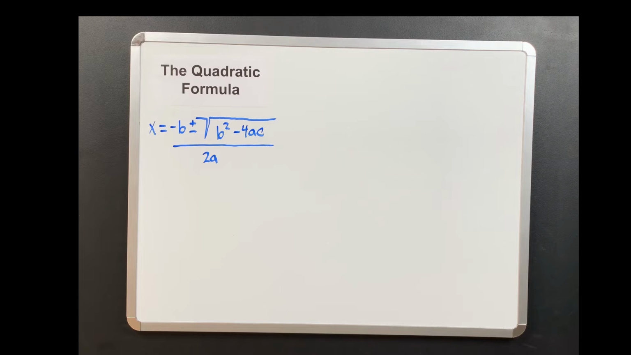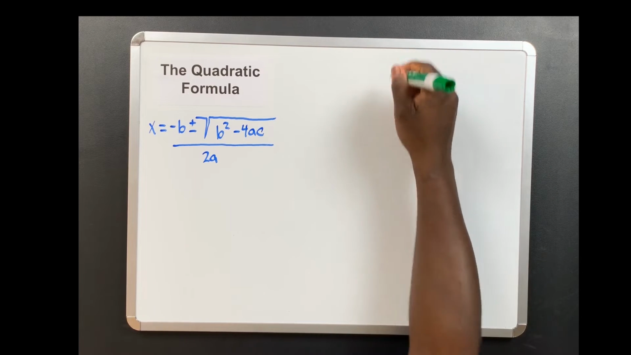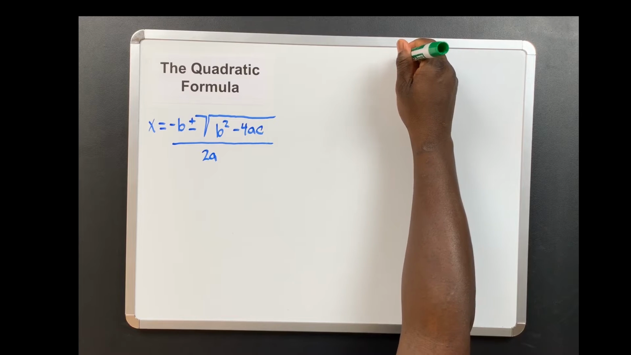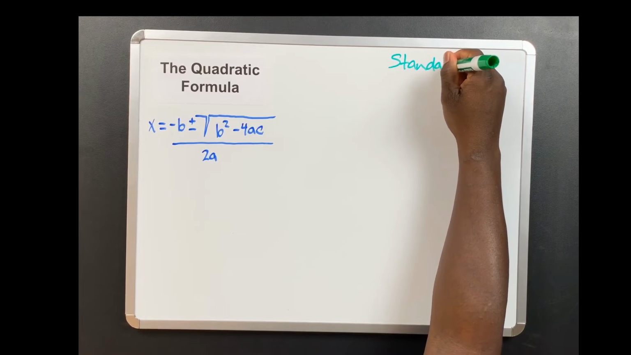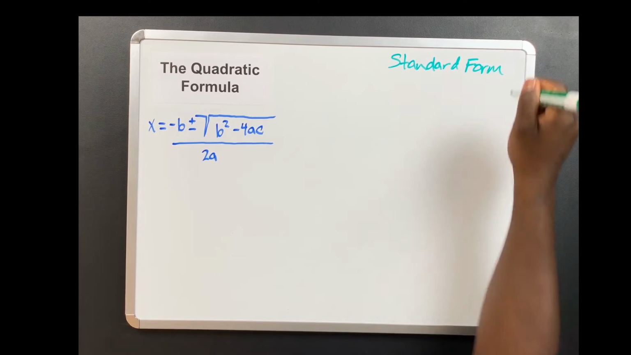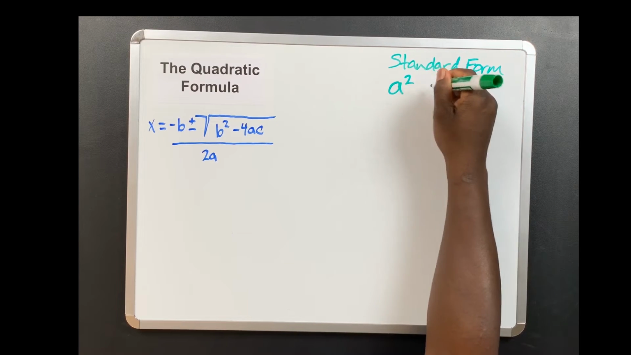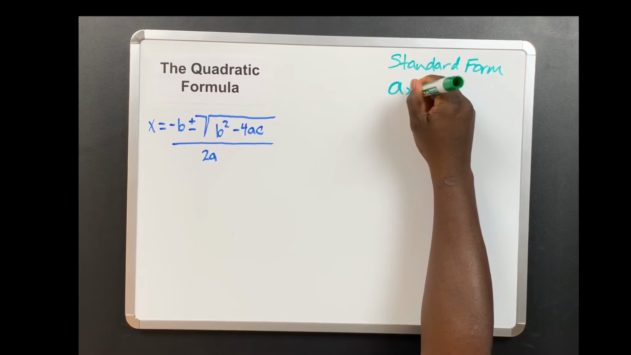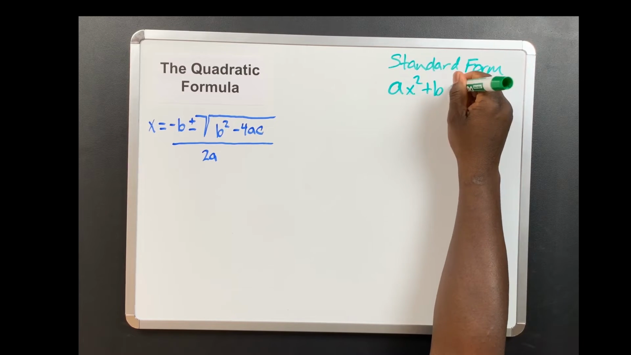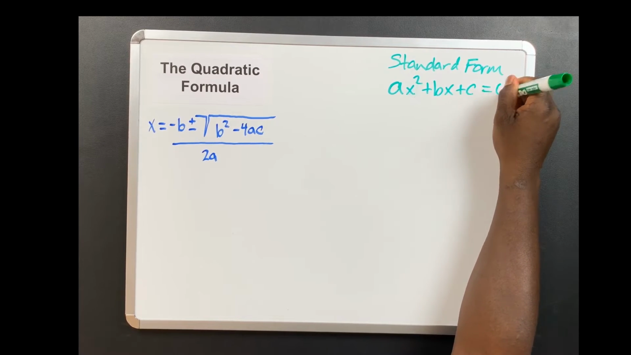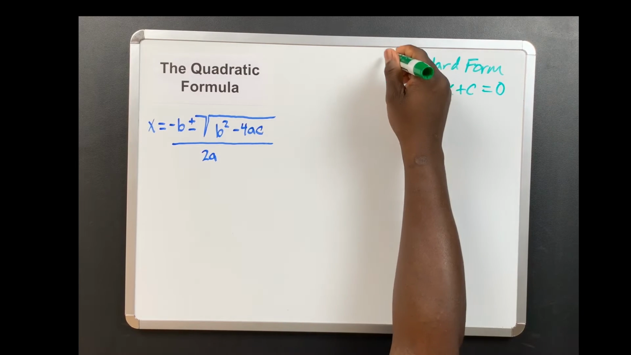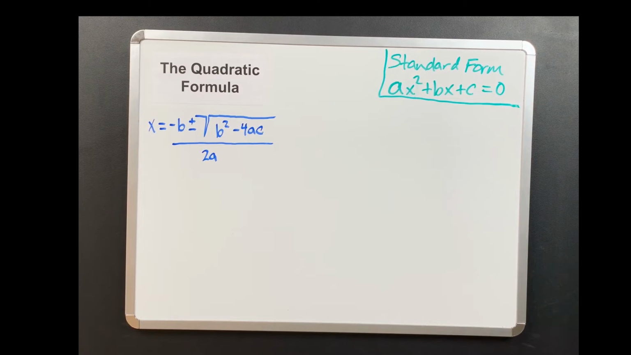Now, the first thing I'd like to begin with is stating the quadratic equation in standard form. I'm going to call this standard form. The equation for the standard form of a quadratic is a times x squared plus b times x plus c equals 0. Now we're going to come back to that in a moment, and it'll make sense why we need to know that.